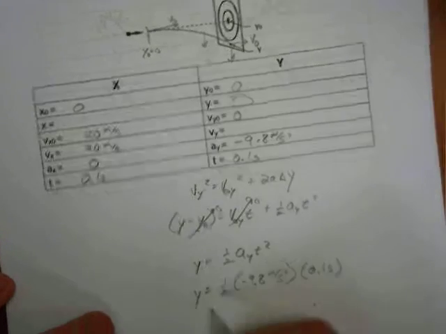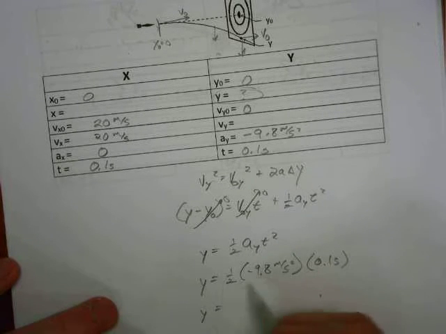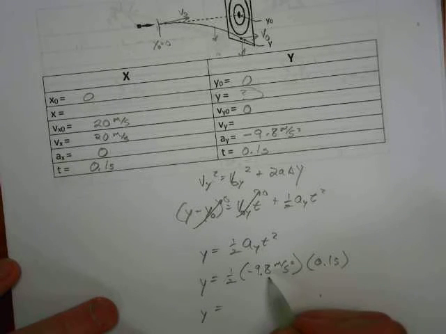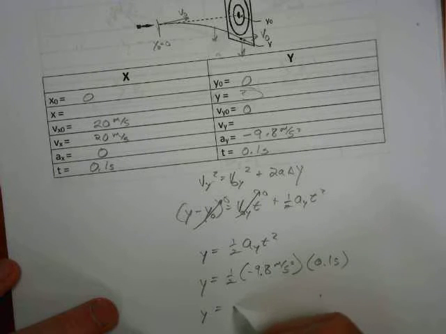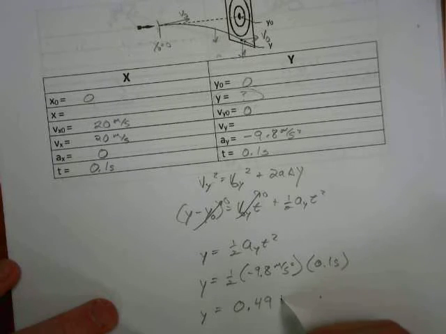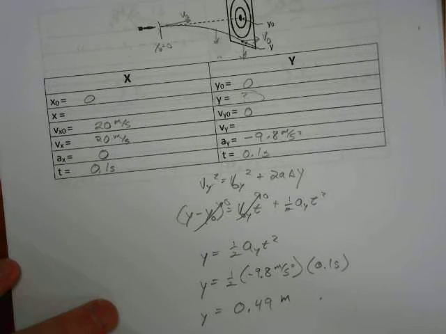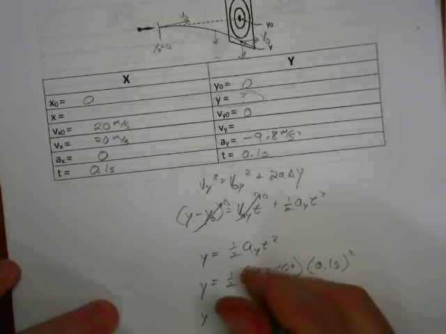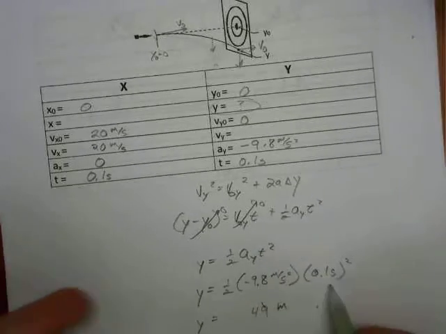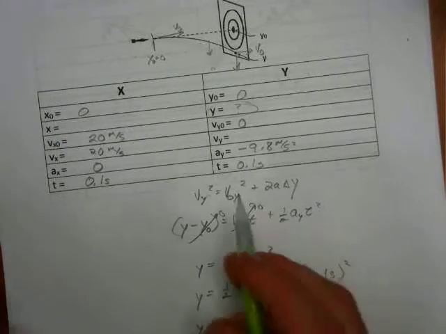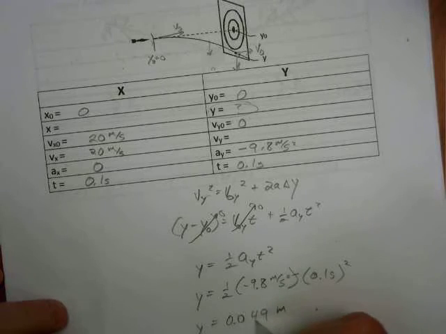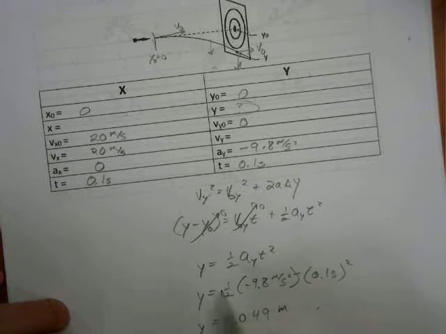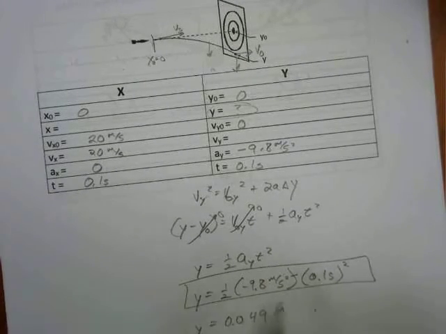So I guess just doing this off my head, this would be negative 4.9 times 0.1, so that'd be negative 0.49 meters. Wait, squared. So 0.1 times 0.1 would be 0.01. So that would be negative 0.049 meters. Check that solution. I don't have the calculator with me, but that is correct. You can check my numbers.